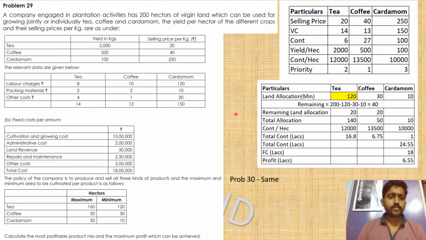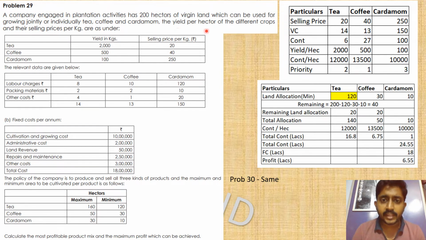So, problem for the day, problem number 29. A company engaged in plantation activity has 200 hectares of virgin land which can be used for growing jointly or individually tea, coffee and cardamom. So there are three goods, tea, coffee and cardamom, that can be grown on 200 hectares. So the total land area is 200 hectares.